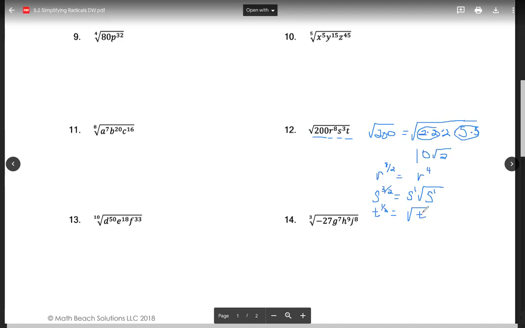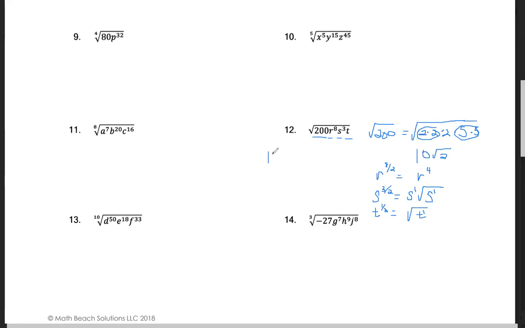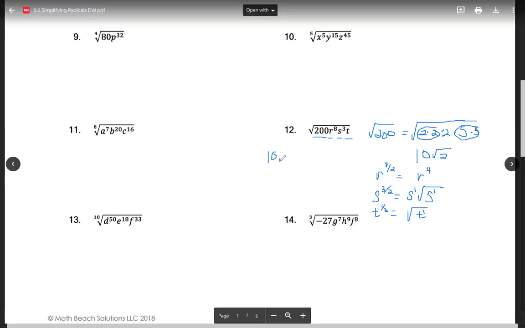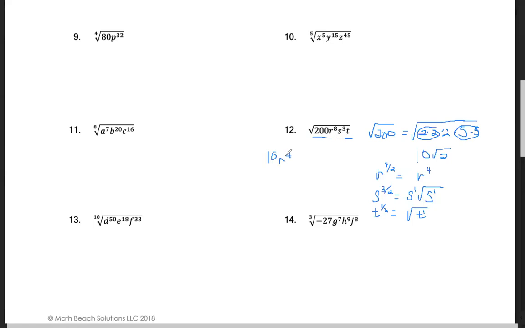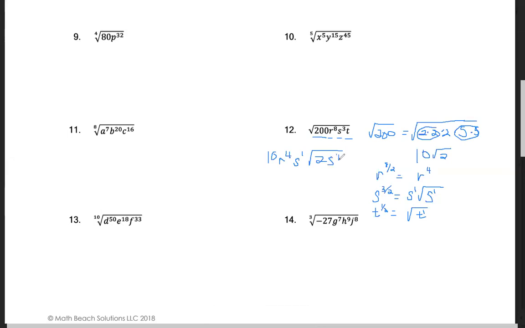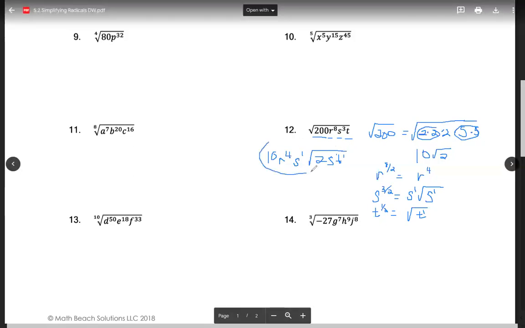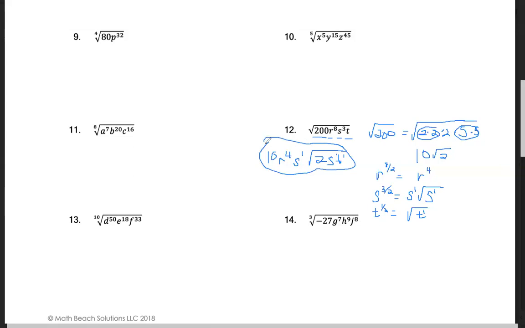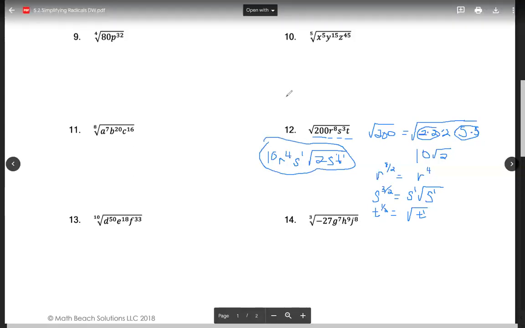Okay, now to put this all together, we would go ahead and start with the number first. So it would be 10. Then I would go R4. Then I would go S1. And then I would do my radical and then write everything radical wise. So I would go 2. There wasn't anything for the R, so the R wouldn't go back underneath. But I do have an S1 and a T1. Okay, it's a little confusing at first, but once you get the hang of it, it's not too bad. All right, let's do one more of these.